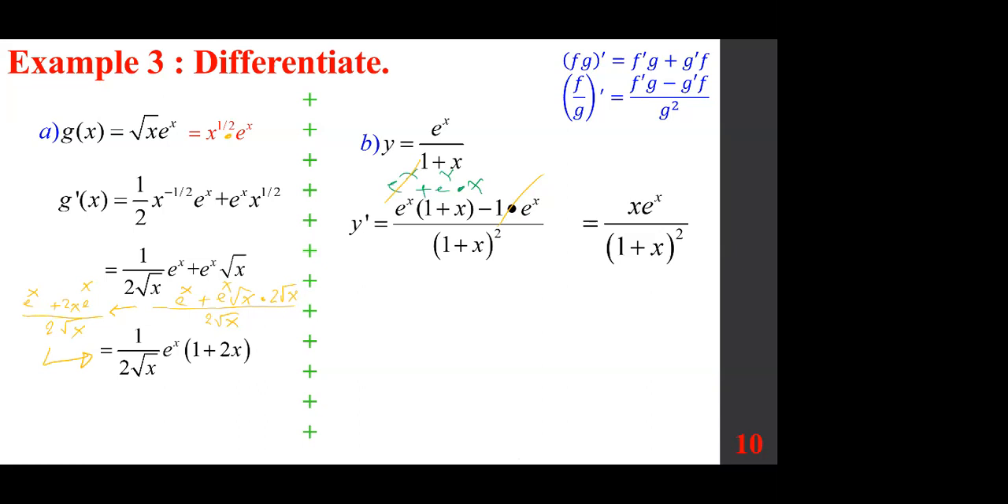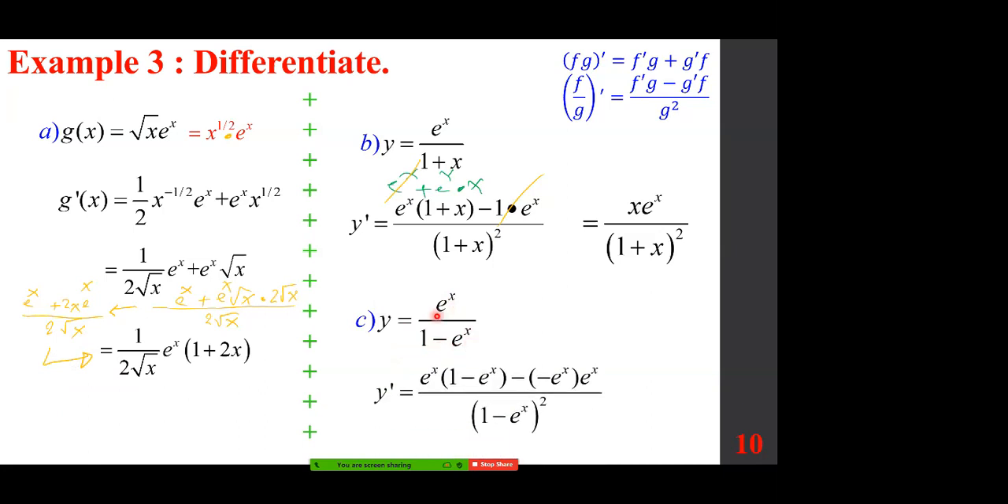Here's another example, similar. Again, we are using the quotient rule. So what do we do? We take the derivative of the top, which becomes e to the power of x, times the bottom, that's f prime g, minus the derivative of the bottom, which is minus e to the power of x times the top.